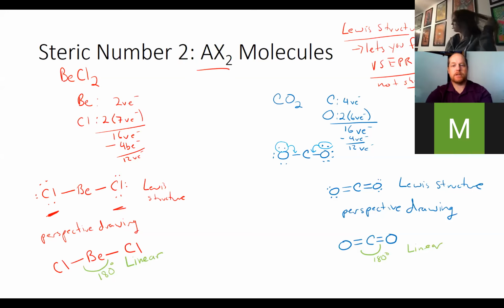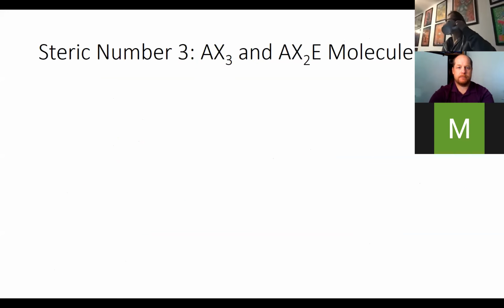Okay, so that's our first class of molecules in VSEPR theory. Now, there's only one set of molecules that are AX2. They're always going to be linear molecules. When we get to steric number 3, we're going to have two types. We're going to have AX3 and AX2E.